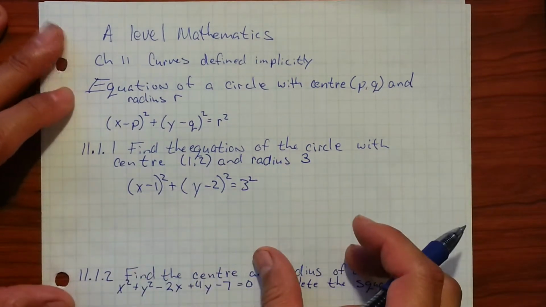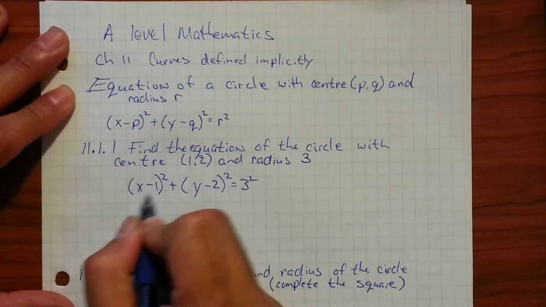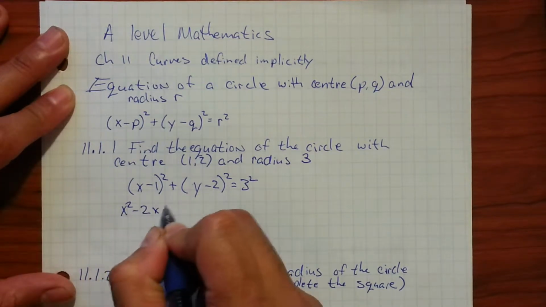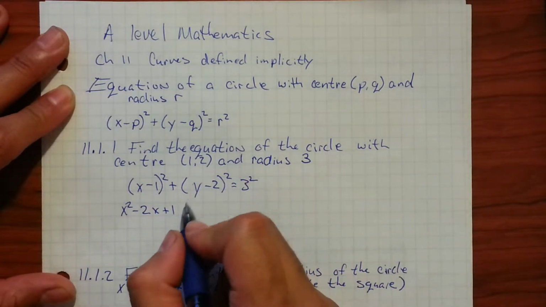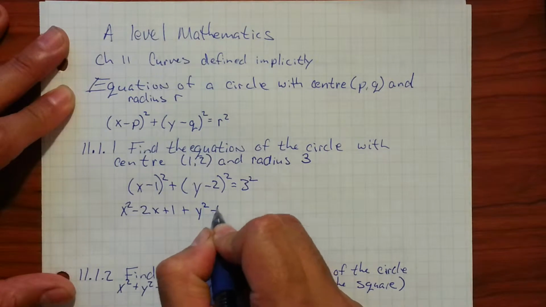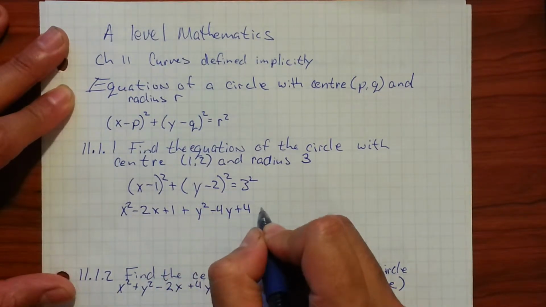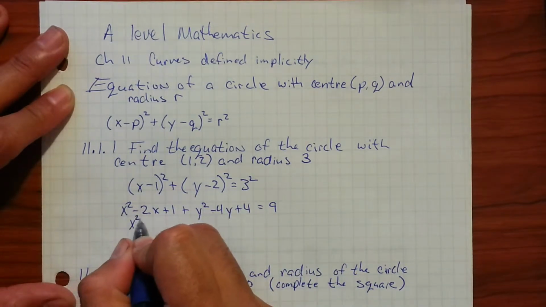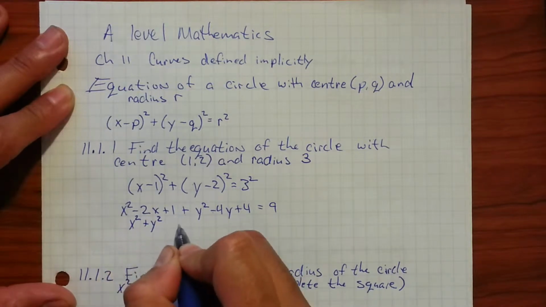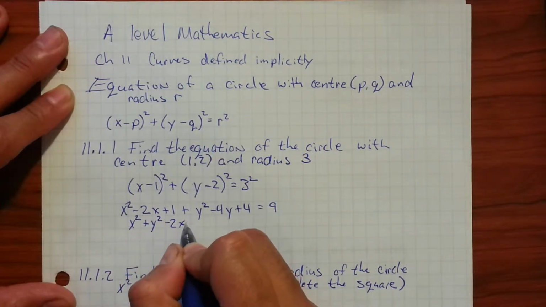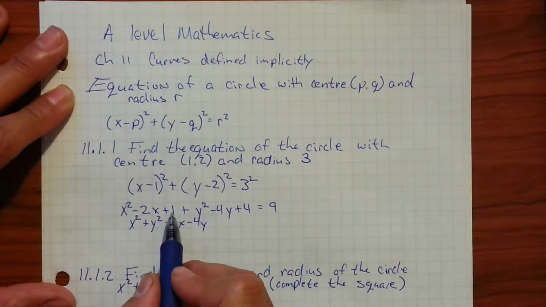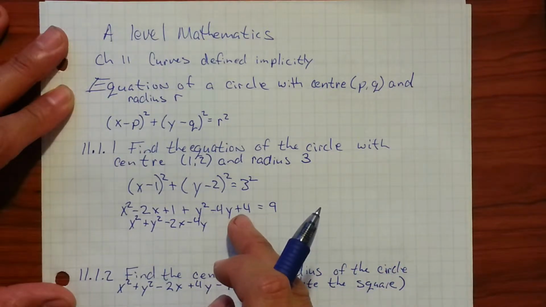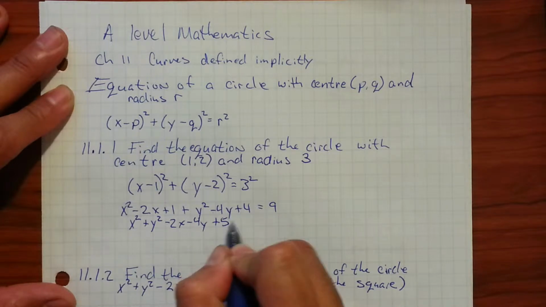Now, sometimes you might see it expanded. If it's expanded, we would go ahead and distribute all this. So it's going to be x squared minus 2x plus 1, so I'm actually distributing all that, plus y squared minus 4y plus 4 equals 9. Combine like terms, and so I get x squared plus y squared minus 2x minus 4y. Combining all this, I get 1 and 4, that gives me 5, so it's going to be plus 5 equals 9.